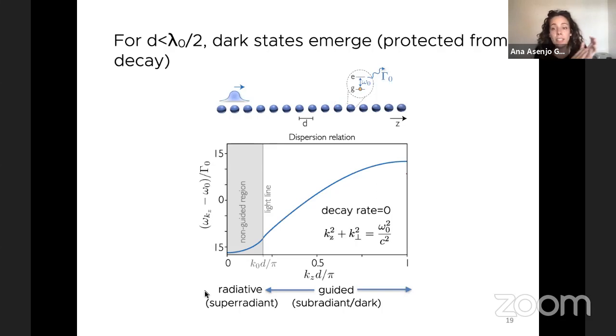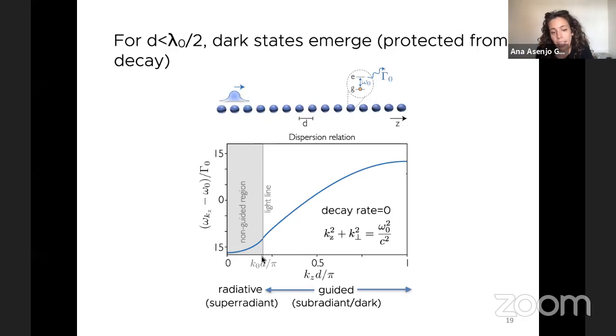Okay, so here it is. If the distance between the atoms is smaller than half of the free space wavelength, the atomic resonance wavelength, then we have dark states that emerge and they are protected from decay. Let me explain what this means with respect to this dispersion relation. This is a dispersion relation that tells me the energy of a given spin wave with wave vector k relative to the atomic resonance frequency, normalized to the spontaneous emission rate in vacuum. And this is the wave vector, basically the Brillouin zone of my chain.